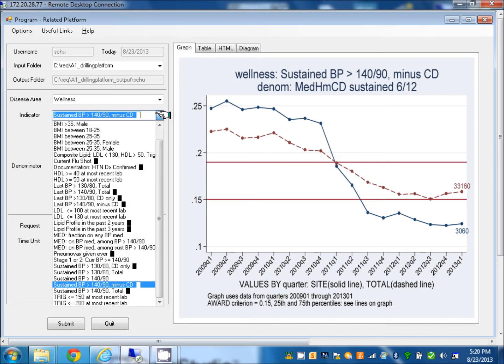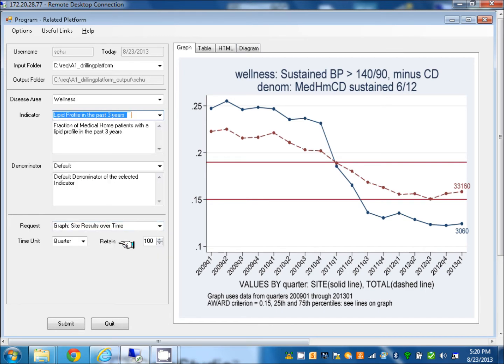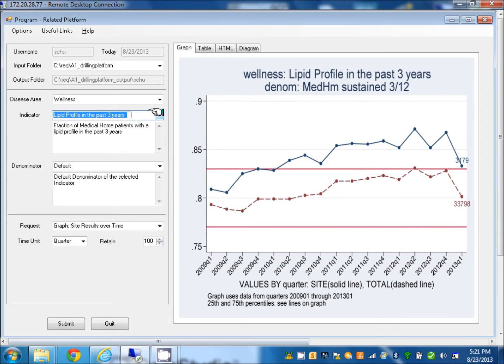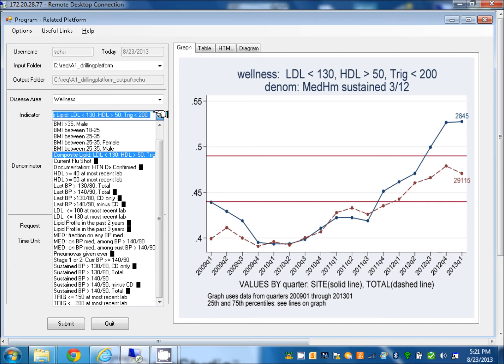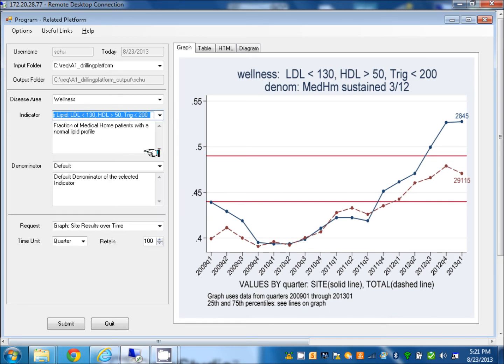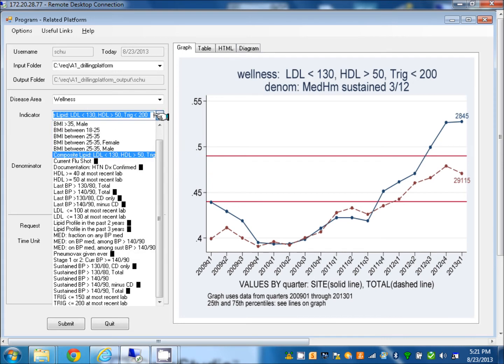The fraction of medical home patients with a lipid profile done in the past 3 years has risen, especially at Lolly Kemp. Among the lipid control measures is the fraction of patients with LDL, HDL, and triglycerides all within general population target ranges. This measure shows considerable improvement over time, largely due to a strong rise in use of statins.